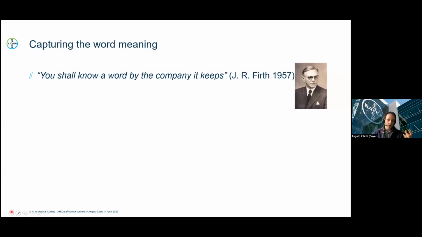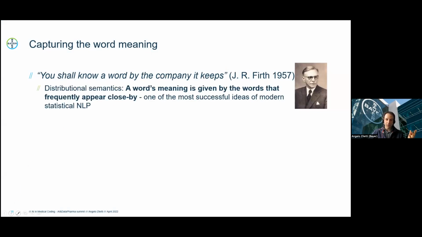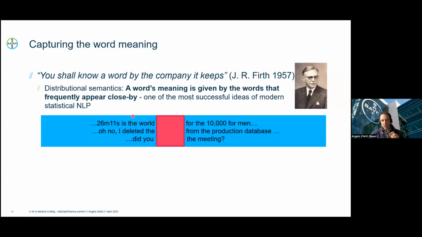So how do you capture the meaning of a word? There's a quote by a famous linguist: "You shall know a word by the company it keeps." What does that actually mean? It means that you can infer the meaning of a word from the words that frequently appear close by to it. Let me give you an example. You have three sentences here, and I blanked out a word that is missing. So "26 minutes, 11 seconds is the blank for the 10,000 meters from man."